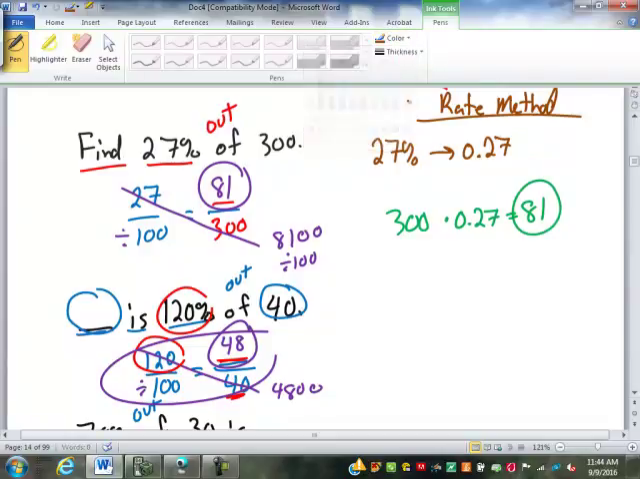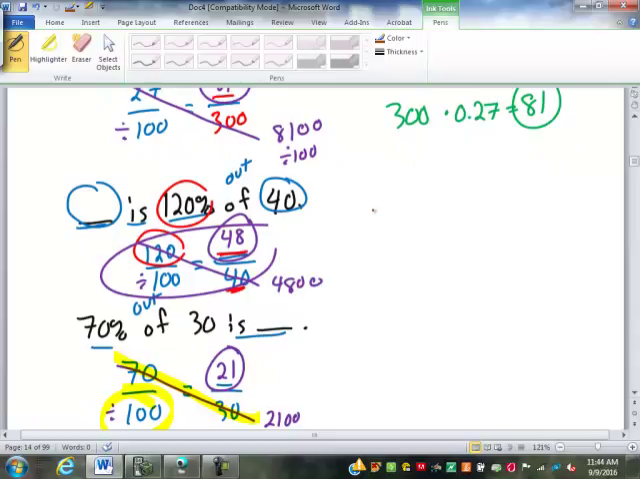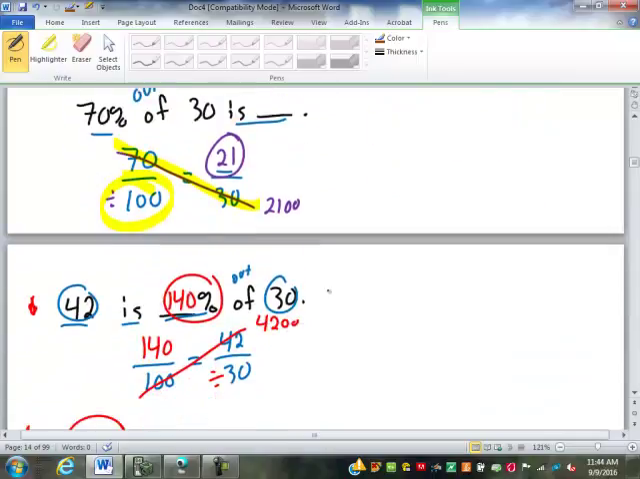Well, that seems kind of simple. Let's look at our second one here. 120% is 1.2 as a decimal. That's going to be 40 times 1.2, which gives us 48. Same answer. Again, it seems kind of simple. So why don't we use that rate method if it looks so easy? Well, because it doesn't stay that easy.